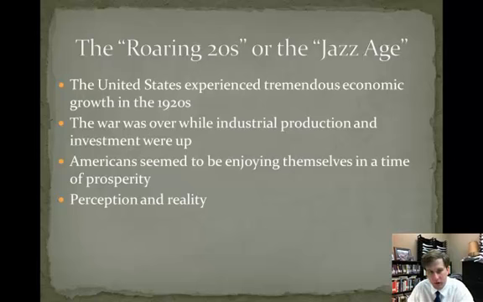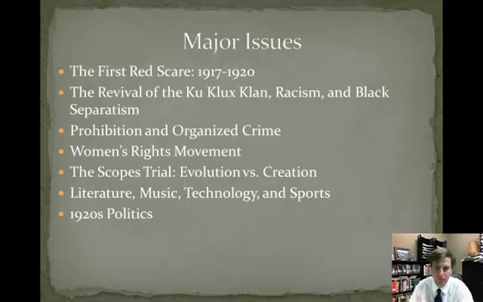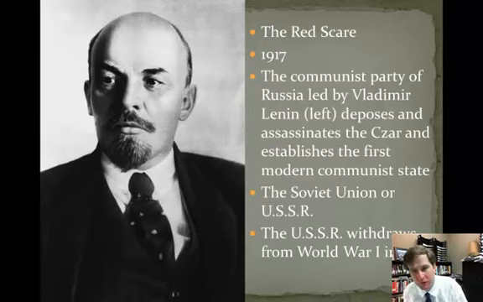But I'm going to talk about some of the major things that people think about when they think of the 1920s. So we'll talk about the first Red Scare. That's often not thought about, but this is very important. We'll talk about the revival of the Ku Klux Klan, racism and black separatism. We'll look at prohibition and organized crime. We'll talk about the women's rights movement, the early women's rights movement. We'll look at the Scopes trial, which is evolution versus creation. We'll talk a little bit about literature, music, technology, and sports, and then we'll look at 1920s politics. So let's start with the Red Scare.